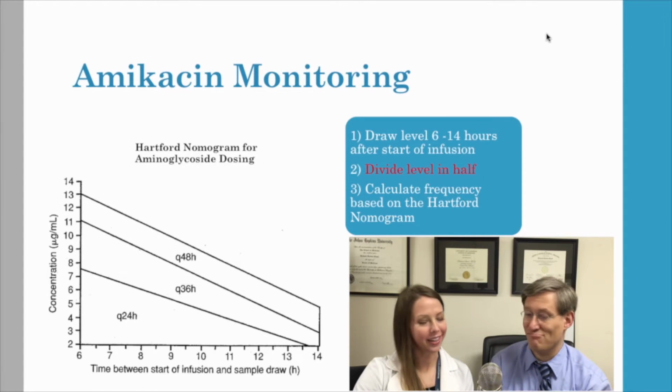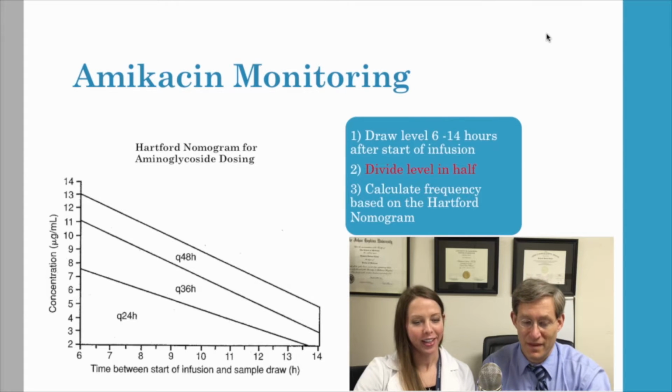Again, I wish it was that easy, but unfortunately, it's not that easy once again. So amikacin monitoring: when you order amikacin, it's important to order a level, and I usually advise 10 hours after the dose has been given. You want it between this window of 6 to 14 hours after, and then you plot it on what's called the Hartford nomogram for aminoglycosides, which some of you may remember from school.